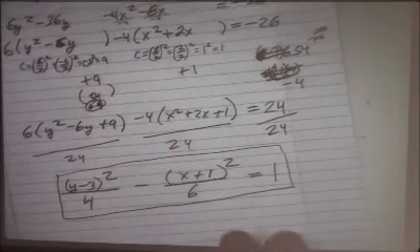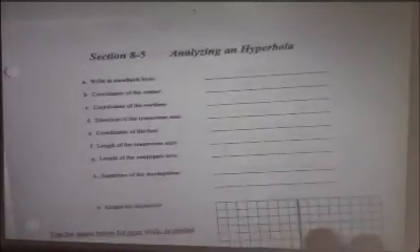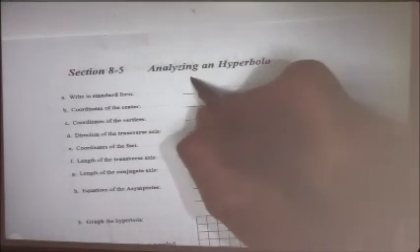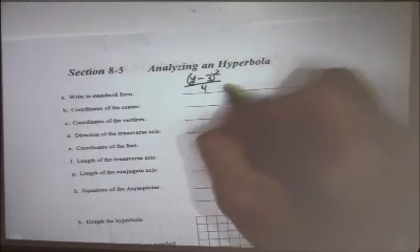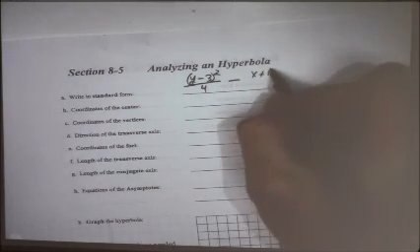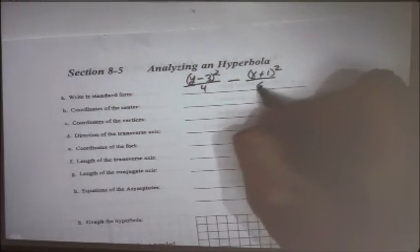Now let's graph it. This is the form that I want you to be comfortable using. And we'll write this up here. Y minus 3 squared over 4 minus x plus 1 squared over 6 equals 1.